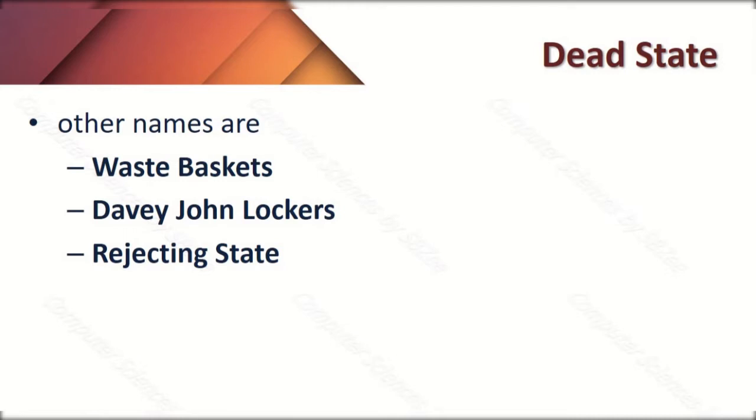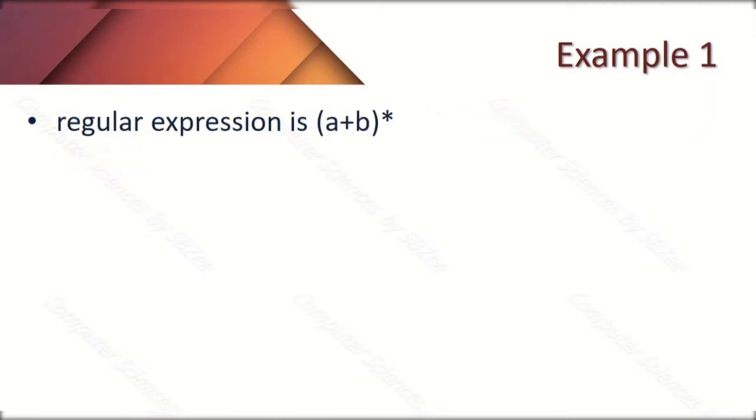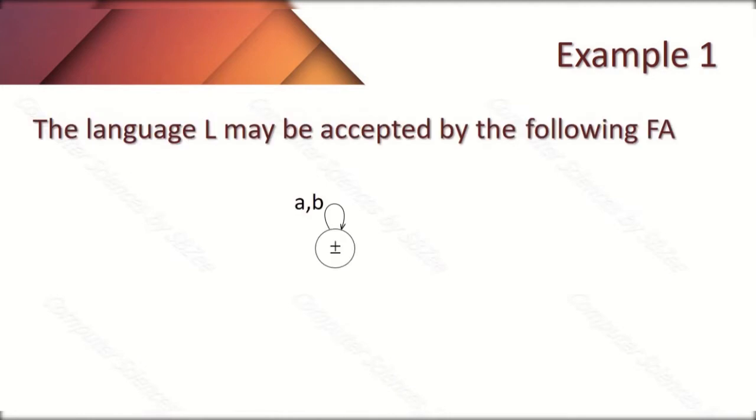Let us start with the first example of finite automata. Consider the language L defined over sigma {a, b} for all strings including lambda. The regular expression of this language would be (a+b)*. This one is the simplest finite automata: one state that is initial as well as final, because it has a special meaning in finite automata, and that is if a state contains both initial and final symbol, that machine generates lambda.